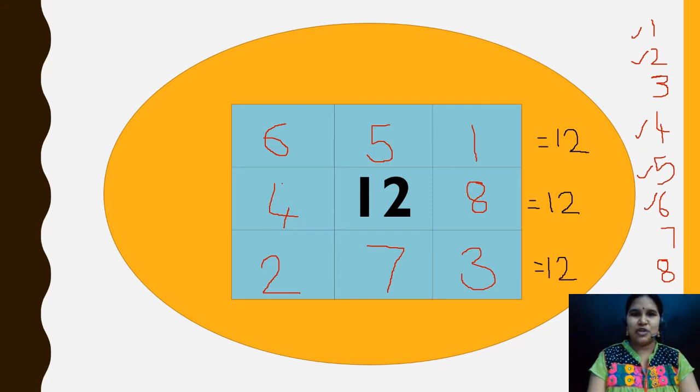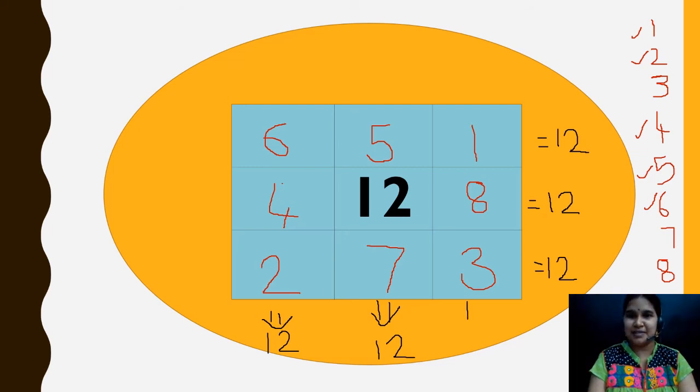Now column wise, 6 plus 4 is 10, 10 plus 2 is 12. And the next one, 5 plus 7 is also equal to 12. Now 1 plus 8 is 9, 9 plus 3 is again 12. So here we have solved it.